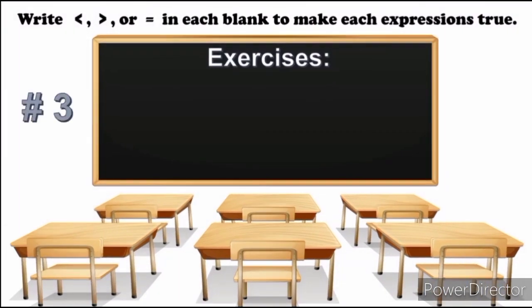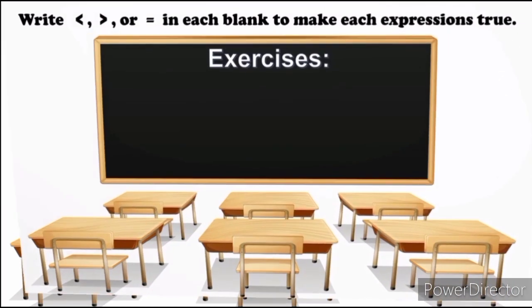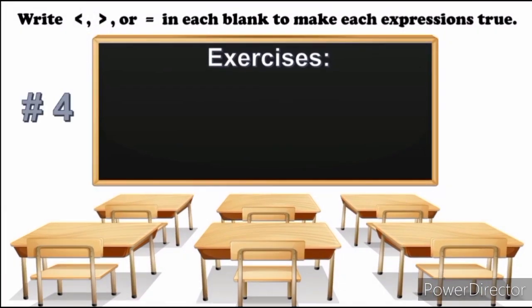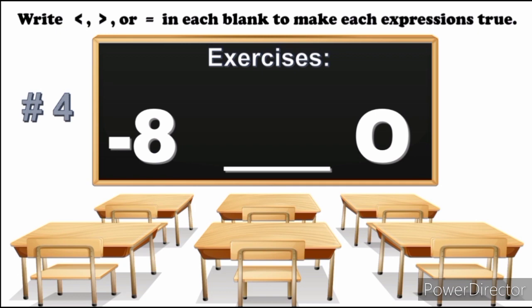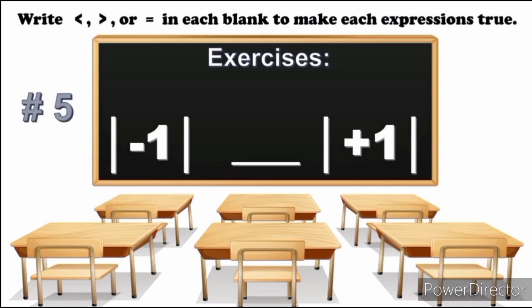Now let's have example number 3. 1 and negative 10. Correct, 1, because that is positive. Example number 4. Negative 8 and 0. Which one is greater? Correct, 0 is greater. Let's proceed to example number 5. The absolute value of negative 1 and the absolute value of 1. Which one is greater? Yes, they are equal. They have the same value.